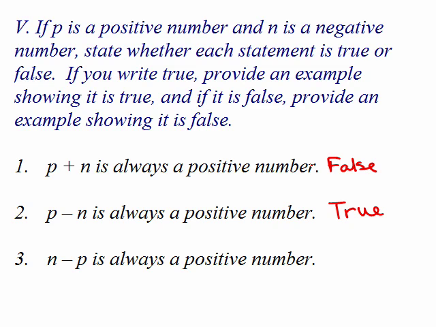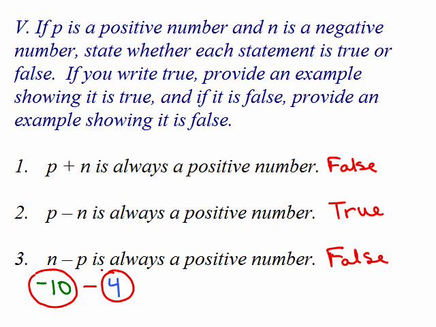Okay, how about a negative number minus a positive number? Is that always positive? Don't think so. I think that's going to be false. Let's check this one out. Let's just do one. How about if I pick -10 for my negative number? Then I'm going to subtract. Let's pick a positive number, like 4. Do you see how it ends up being a negative number? So that might be an example. I'm plugging in -10 for my negative number, and I'm plugging in 4 for my positive number.